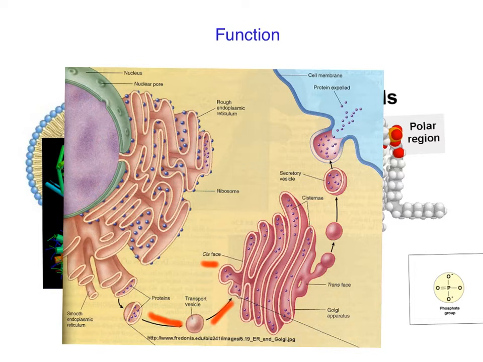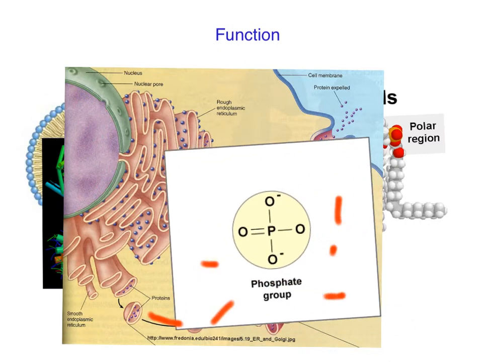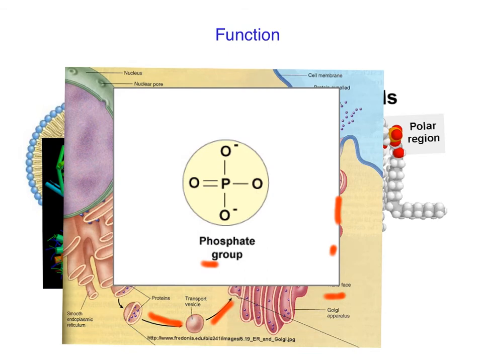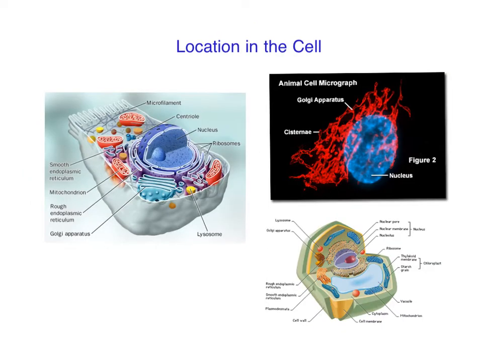The final products leave the Golgi apparatus through the trans face via vesicles. The Golgi apparatus also adds tags which direct the vesicles, such as phosphate group. The Golgi apparatus is located in between the endoplasmic reticulum and the cell membrane. This is because it receives vesicles containing molecules that need to be processed from the endoplasmic reticulum.